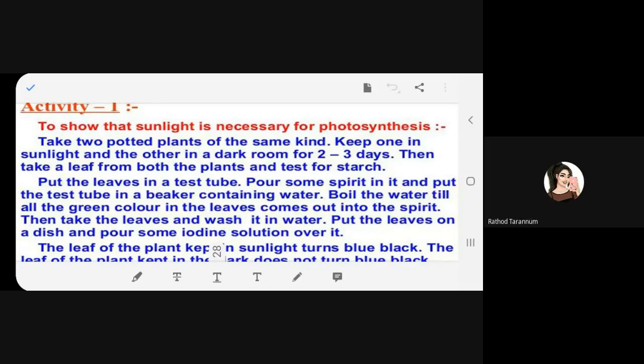To show that sunlight is necessary for photosynthesis, take two potted plants of the same kind, keep one in sunlight and the other in a dark room for 2-3 days. Then take a leaf from both the plants and test for starch.